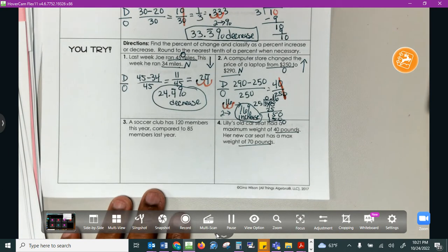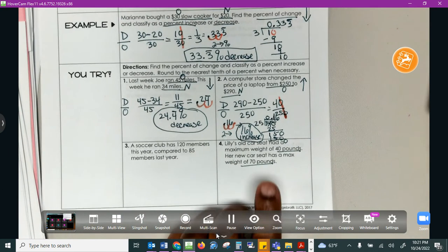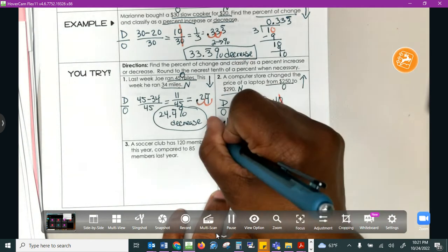I'll show the notes a little longer in case you didn't finish writing. But don't forget, the teacher will come around and check your number 4.